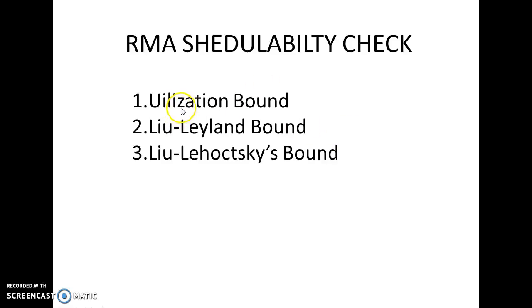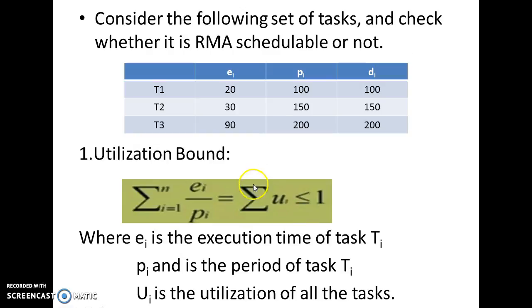different conditions, namely utilization bound, the second one Liu-Leland bound, and the third one is Liu-Lehoczky's bound. Let us learn how the given set of tasks is checked for RMA schedulability by considering this example where Ti is the task Ti, Ei is the execution time of a particular task, Pi is the period of time by which each of the tasks repeats itself, and Di is the deadline of each of the tasks.